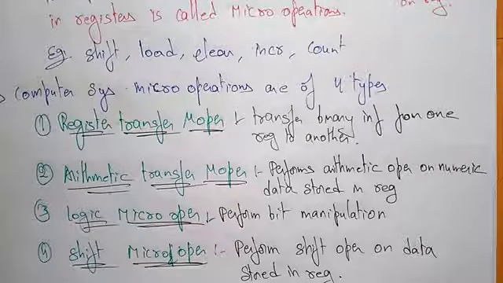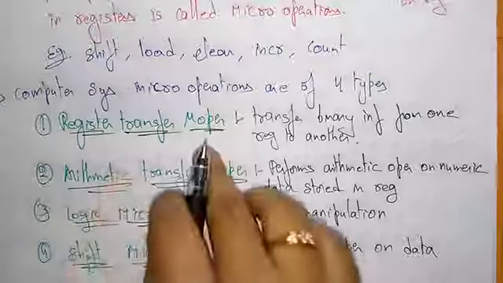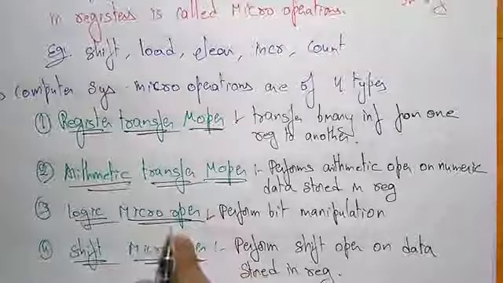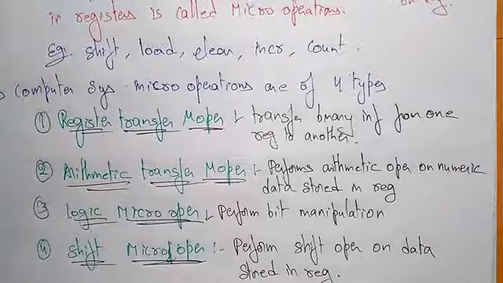So the operation that is executed on data stored in registers, you call a micro operation. And each computer system can perform 4 types of micro operations: register transfer, arithmetic, logic, and shift micro operations. Thank you.